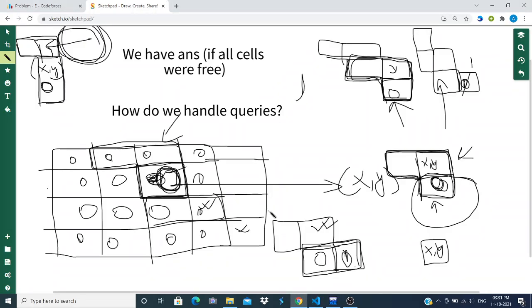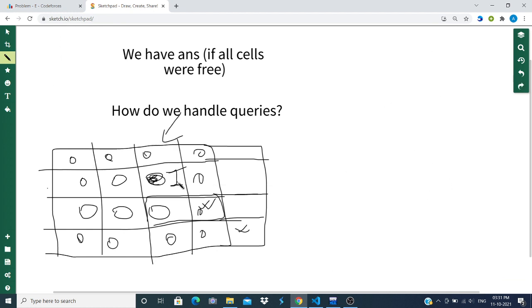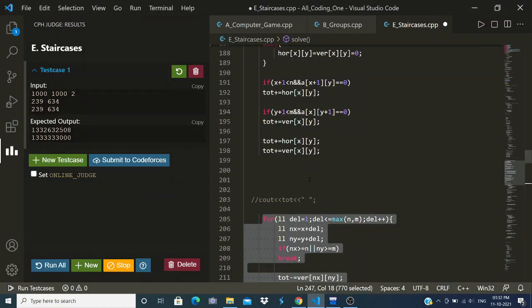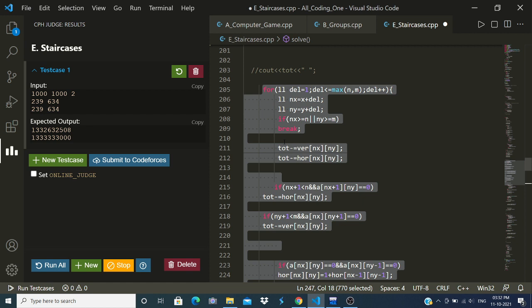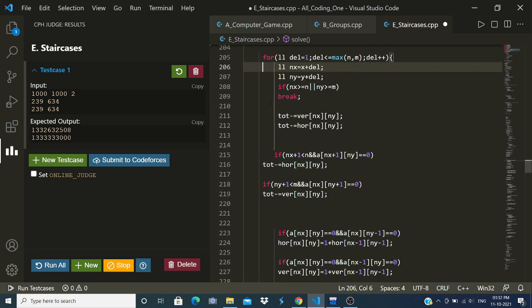As I said, if you update this cell, then you need to also update this cell, and then you also need to update this cell as well. That's why we are just jumping by one and updating all these cells, checking some required conditions. I know that this is a bit complex code, right? Actually this is a tougher question for sure.